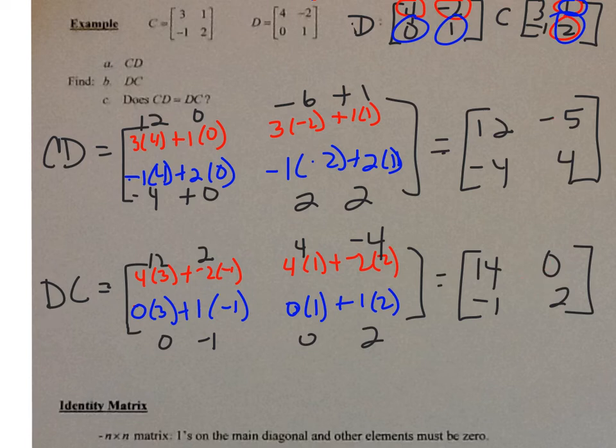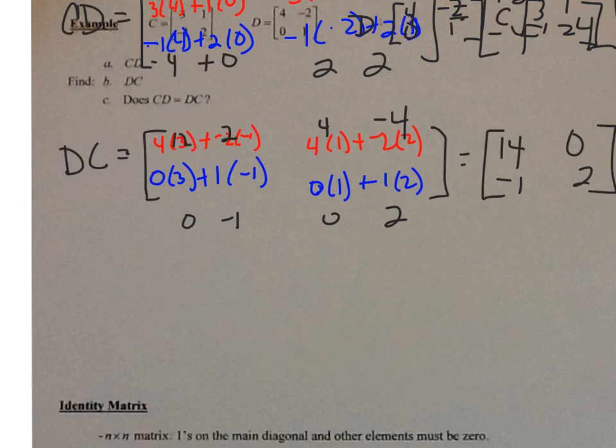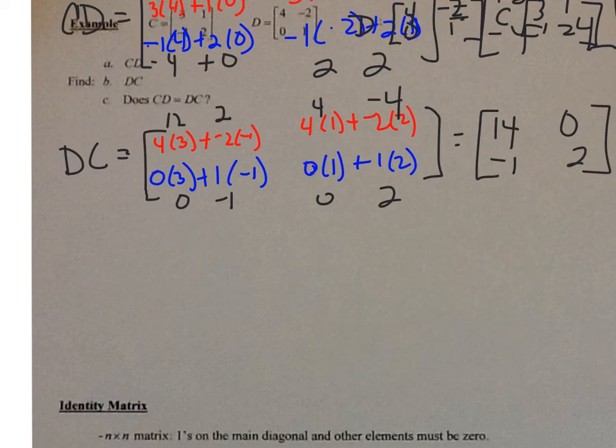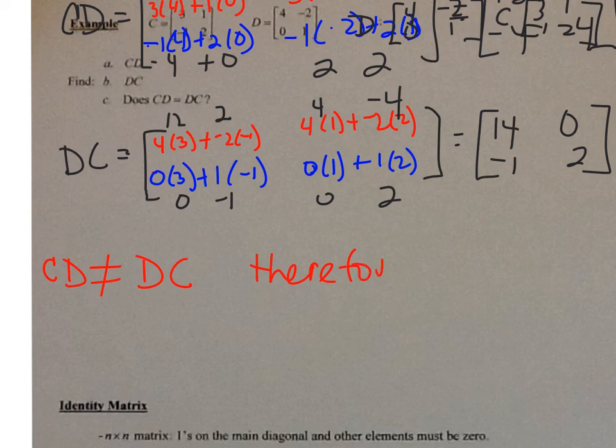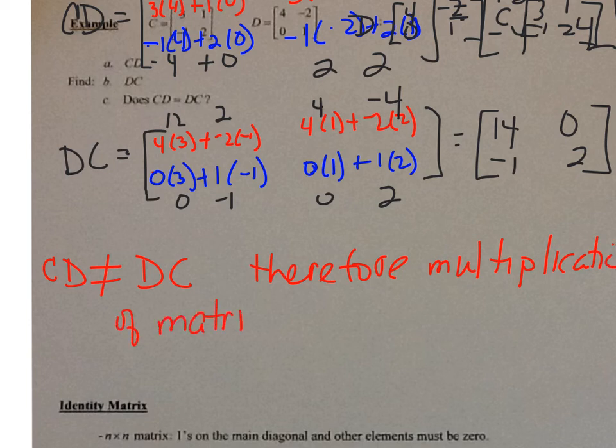So therefore we can say, so let's write this down. C times D is not equal to D times C. Therefore, multiplication of matrices is not commutative.